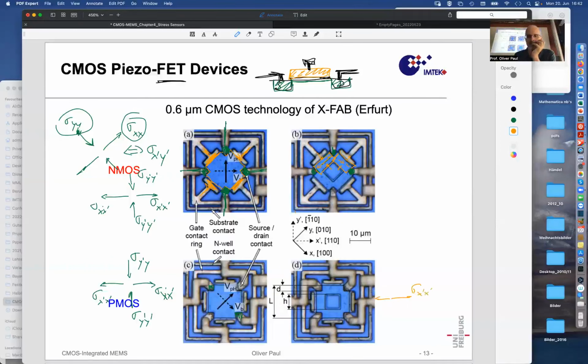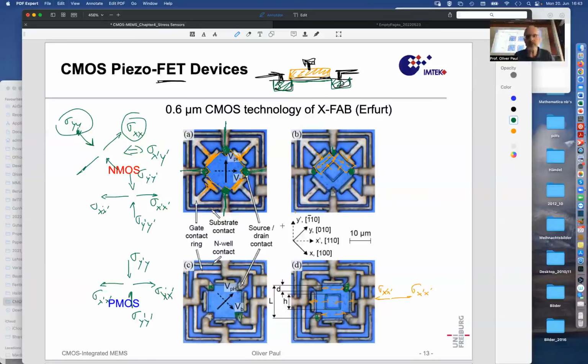X prime, of course, it will be elongated here and here, and those resistors will be elongated perpendicularly, and that will cause a different response of these resistive segments, and therefore a voltage difference between these diagonal contacts here in this case. And the current is sent through the structure around.